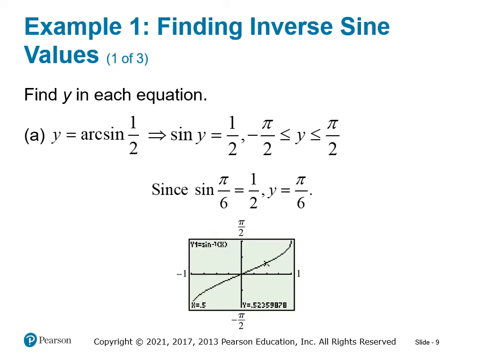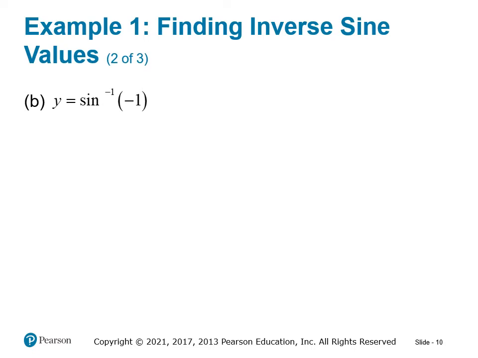We do have to make sure we're in the right quadrant, and if we're not, then we have to use the angle we come up with as a reference angle and calculate the new angle in the specific quadrant. Okay, y equals the inverse sine of -1. Here we're going to do the same thing. This is the sine of y equals -1.